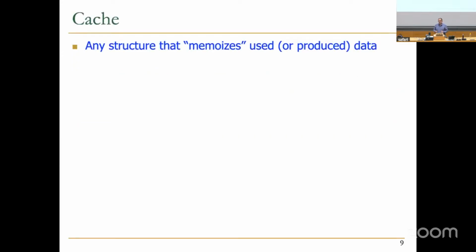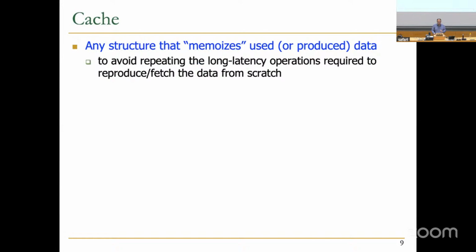So let me redefine the word cache, because it is not only the processor cache that we are talking about. Cache has been used in many different domains in computer systems. Essentially, a cache can be considered as any structure that memoizes used or produced data, basically to avoid repeating the long latency operations required to reproduce or fetch the data from scratch. For example, you need to access the memory to bring data, and you put that data into your cache so that you don't need to pay for that long latency memory access again.